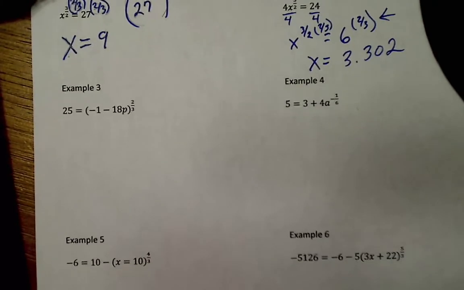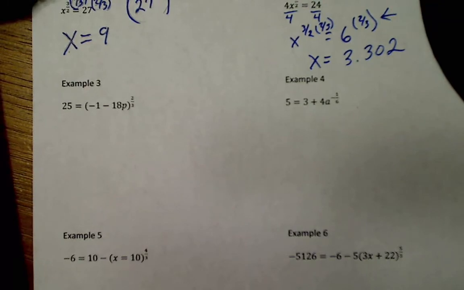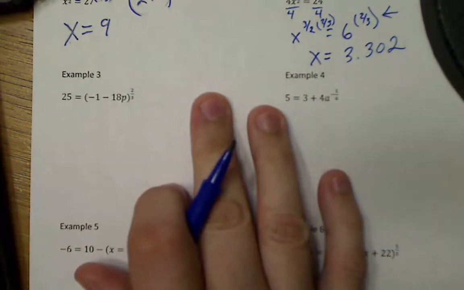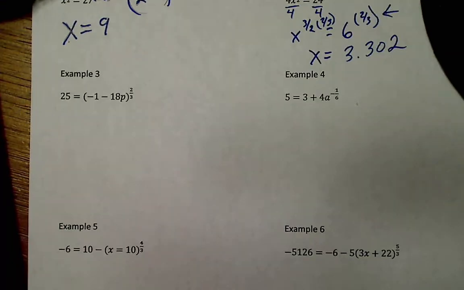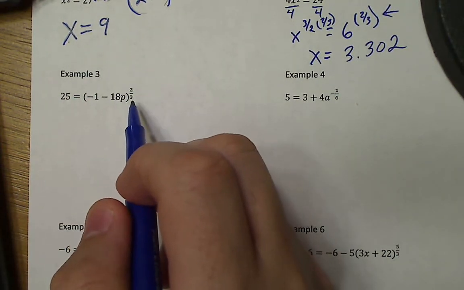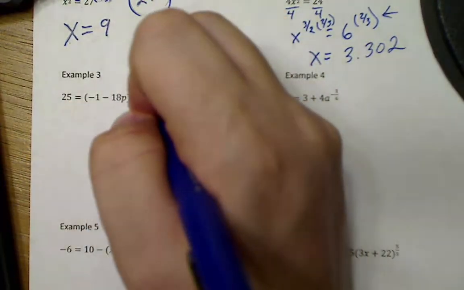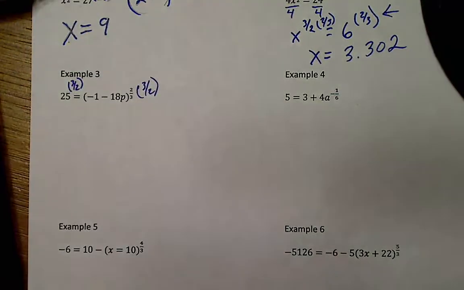Okay. So now number 3. So this is where it starts to get a little bit tricky, that you have to be careful with. Okay. So the first thing is I have no K's or A's to mess with. So the next thing I want to do is I want to go ahead and take this to clear this 2/3 out. I'm going to take this to the 3 halves on both sides. Kind of like that.